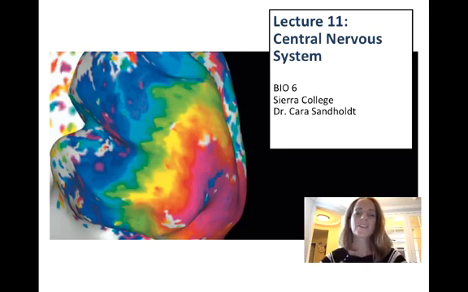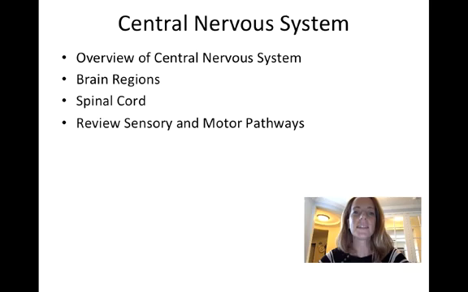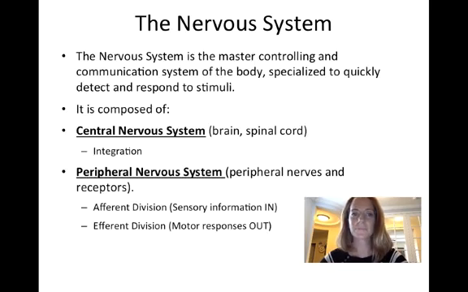Hi everyone, this is lecture 11, Central Nervous System. So we are going to talk today about the central nervous system, in particular the regions of the brain and the spinal cord. In the end, we will then bring this all together to review the sensory and motor pathways that we began to introduce in the previous lecture, lecture 10, when we talked about sensation.